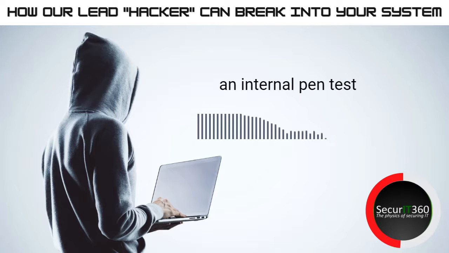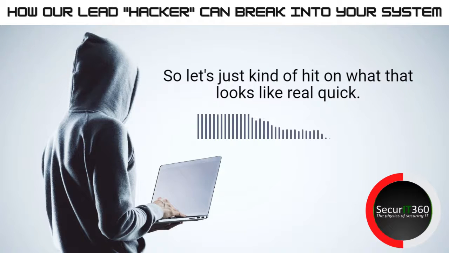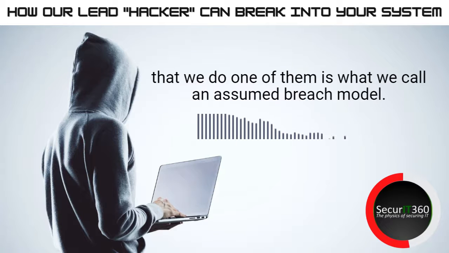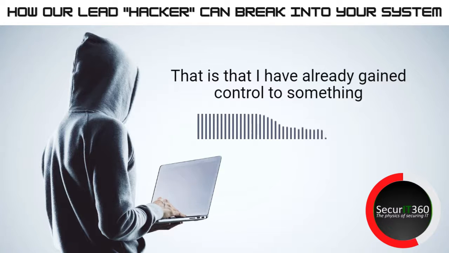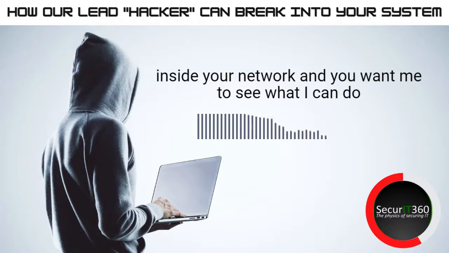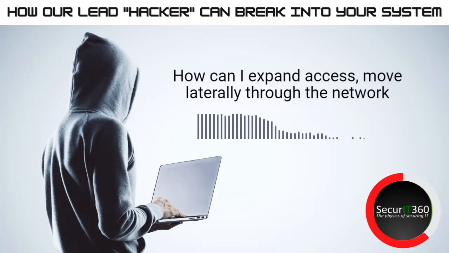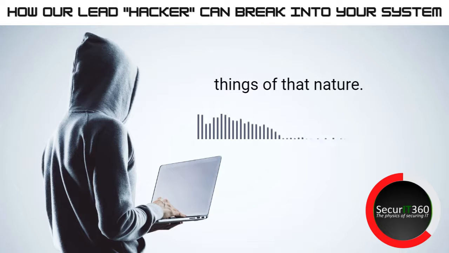If I'm doing an internal pen test, let's just hit on what that looks like real quick. There's a couple of different types of internal pen testing that we do. One of them is what we call an assumed breach model. That is that I have already gained control of something inside your network, and you want me to see what I can do with that. Where can I go? How can I expand access, move laterally through the network, things of that nature.